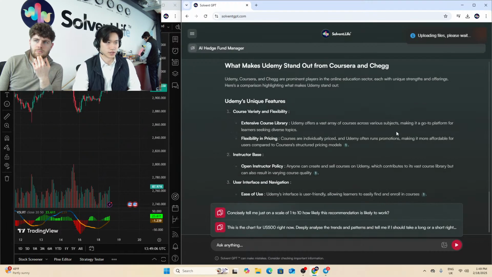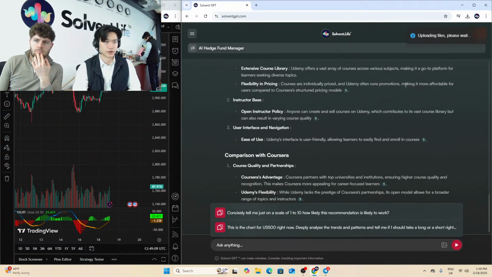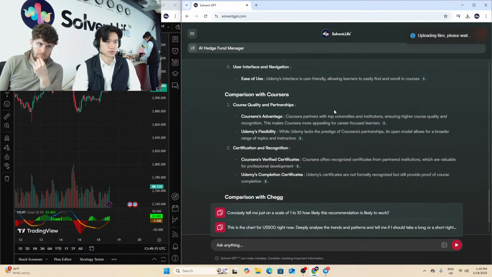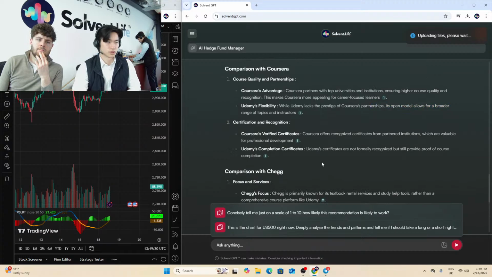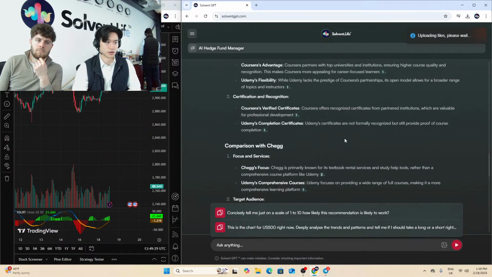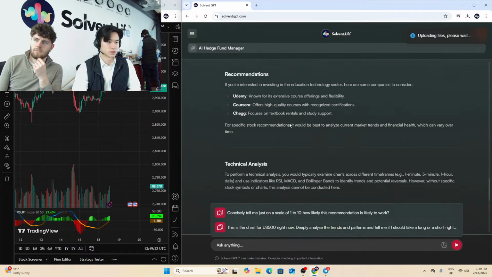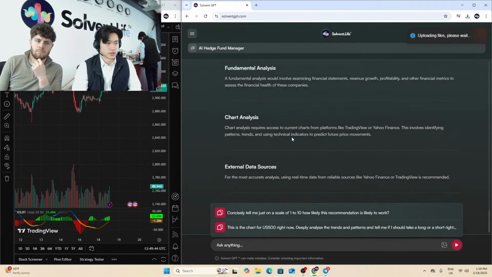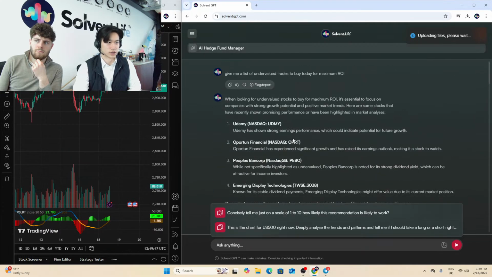Course variety and flexibility. Vast array of courses, ease of use, top universities and institutions, and their flexibility as well. Okay, so their certificate's not formally recognized, but let's see. They're known for extensive course offerings and flexibility, offers high quality courses with recognized certifications. Now, this is not one that I'd want to continue having a look at, so we can cross that out.